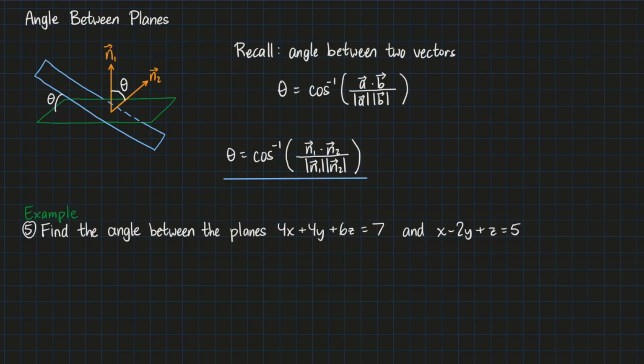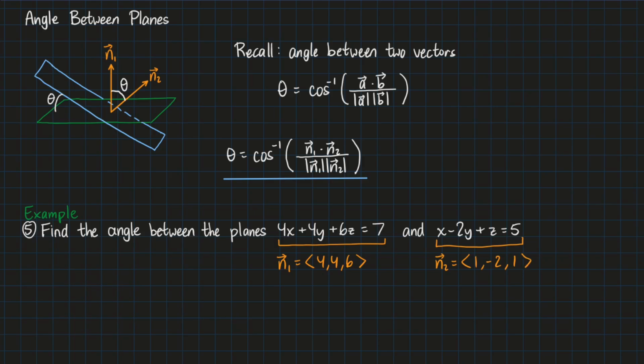So let's do this related example. Number 5, find the angle between the planes 4x plus 4y plus 6z equals 7 and x minus 2y plus z equals 5. Alright, so we would need normal vectors for both of the planes. If this is the first plane, we can write its normal vector as n1 equals, and then if we take the coefficients, it's (4, 4, 6). And then if this is the second plane, n2, the normal vector for this plane, is equal to (1, -2, 1).